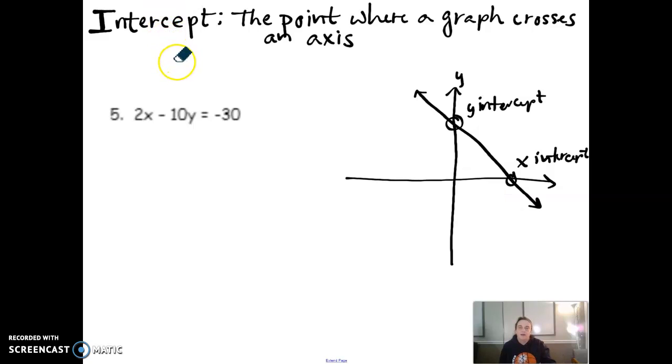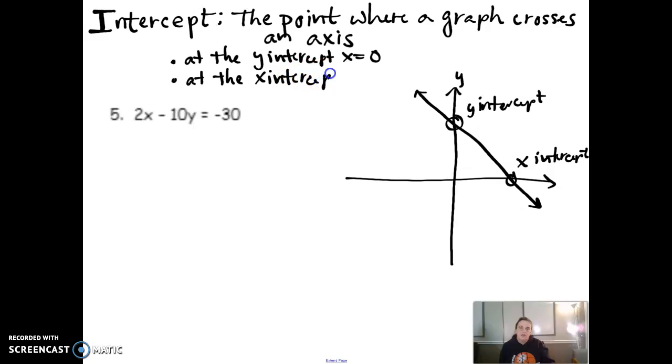And just as a reminder, at the y-intercept, by definition, x equals 0. Right, when I look at this point here, I didn't go off the axis at all in either direction. I have no value to my x, it equals 0. So by definition. And at the x-intercept, the y equals 0. That will always be the case.